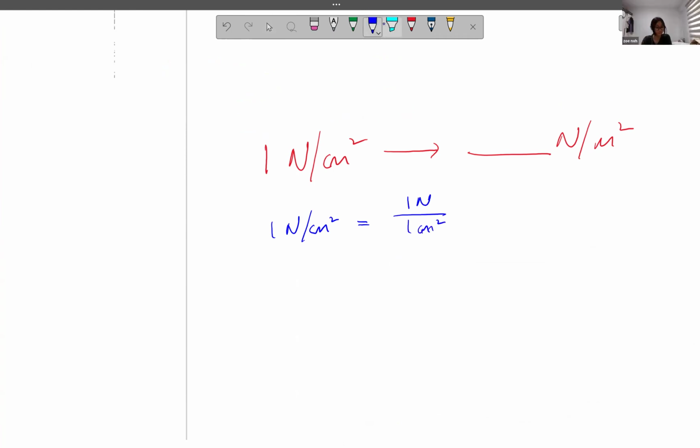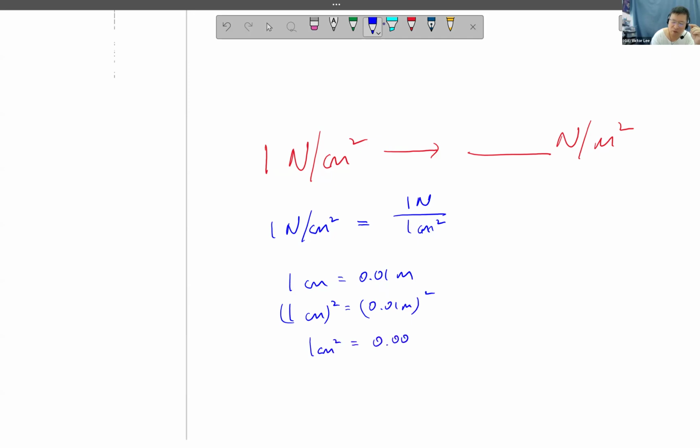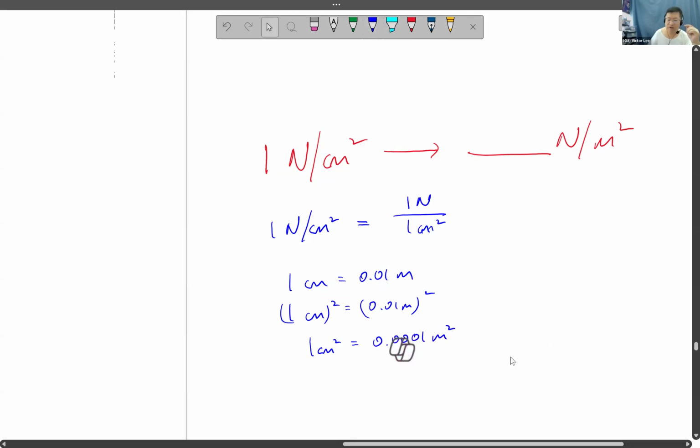So let me convert the below to meter. I know that every cm equals 0.01 meter. And then for 1 cm square, 0.01 meter whole thing squared. So 1 cm square equals 0.0001 meter square. Do you agree with this conversion here?